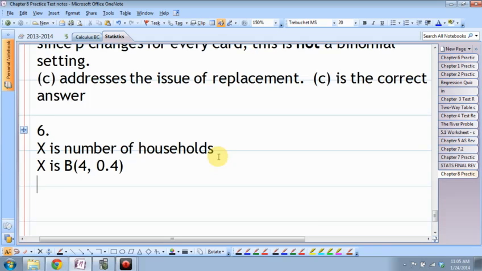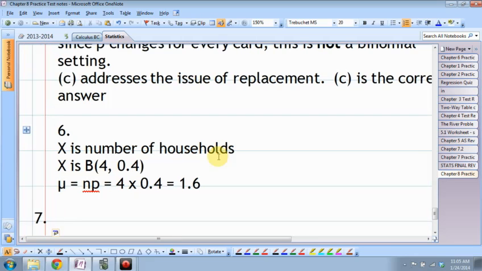Okay, so what are we trying to do? What's the mean of X? Mu is np, which is 1.6. Maybe I should write that out. 4 times 0.4, which is 1.6. I would be very uncomfortable calling this a binomial setting, personally. I'd be very careful about that. 7. Oh, again, notice that number 70,000 is another false or unnecessary information.